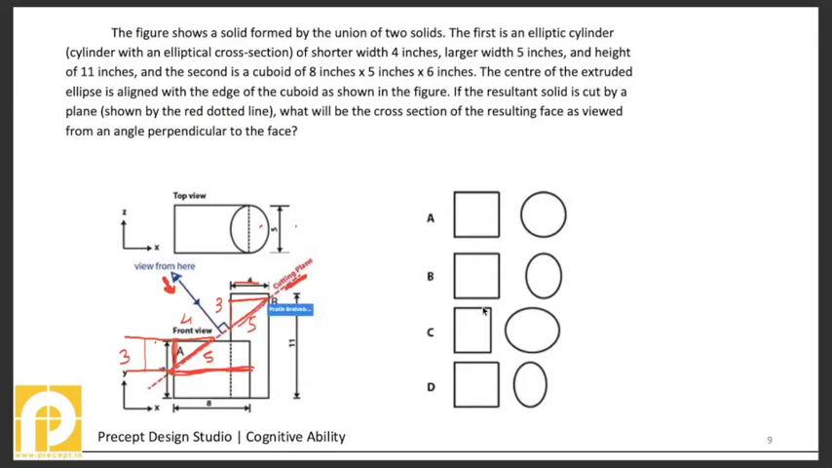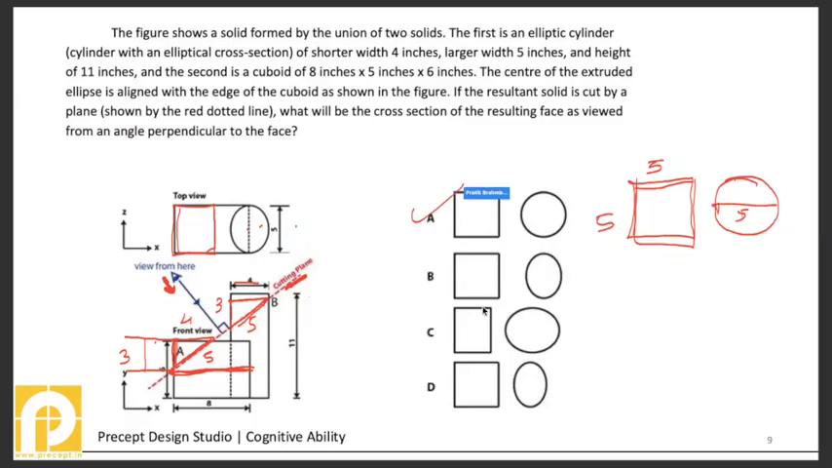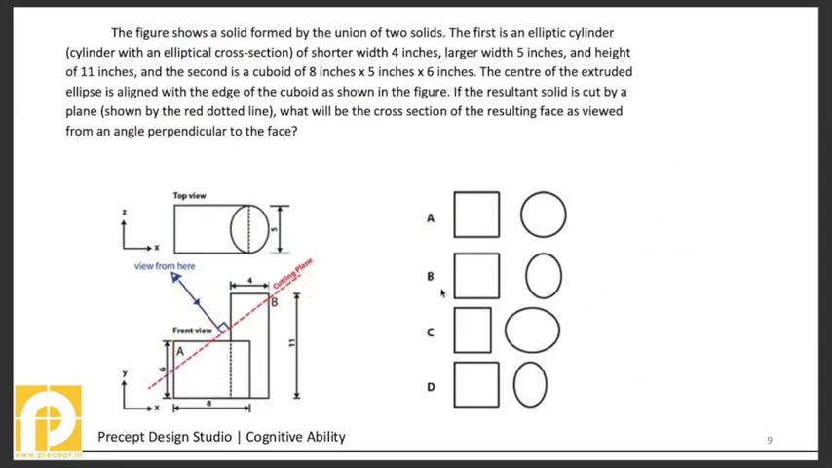So if this is 5, which means that the cross section that I get at the angle is going to be a 5 by 5 centimeter square. And then again, another cross section through the ellipse will also have both dimensions 5, which means it's going to be a circle of diameter 5 centimeter. The correct answer here will be option A, which is square and a circle. Okay, we'll move to the next one.